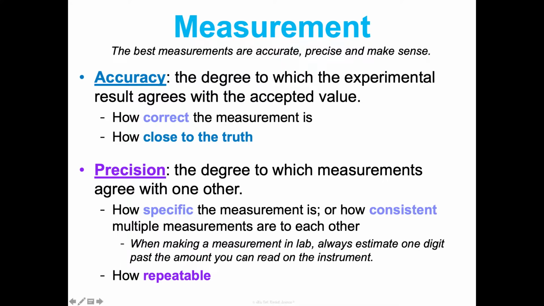When you're using a measurement instrument in lab, we're always going to estimate 1 digit past the amount you can read on the instrument. So if you're using a graduated cylinder and the lines on it are by milliliter, so you can see that the water level is at 20 milliliters, we want you to then estimate one more digit. So is it directly on the 20? Then put 20.0. If it's between 20 and 21, you're going to put like 20.5. If it's a little bit closer to 21, maybe you'll put 20.8 milliliters as your measurement, but we're always going to estimate one more over.